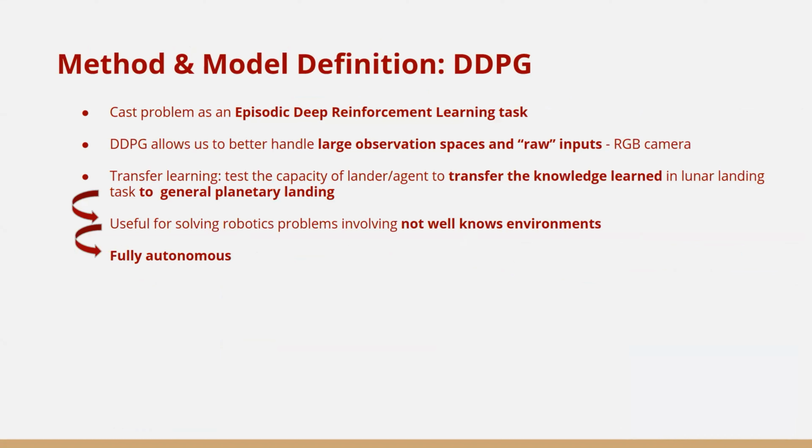We frame our problem as a deep reinforcement learning problem and define our model as a deep deterministic policy architecture, which allows us to better handle the large observation space and more inputs, and we execute the training on 2 lunar environments. We test transfer learning to evaluate the capacity of our lander to transfer the knowledge learned to other environments, in this case, Mars and Titan. If this proves successful, it can be useful for solving robotics problems involving not well-known environments, and of course it makes the agent fully autonomous.